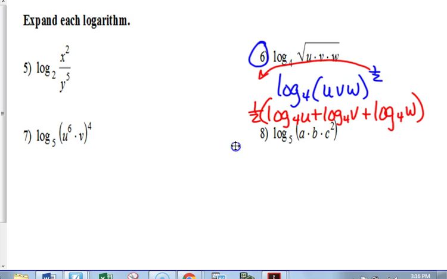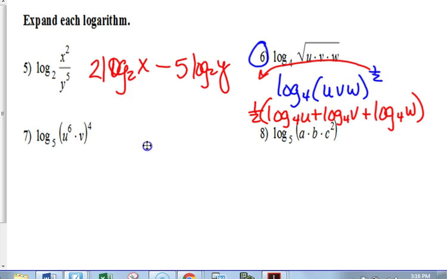What's different about number 5? Yes, this would be 2 log base 2 of x minus 5 log base 2 of y. Are we okay on that? It's really messy, sorry. Number 12?